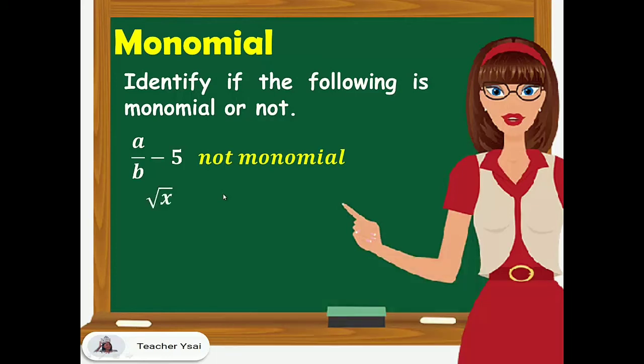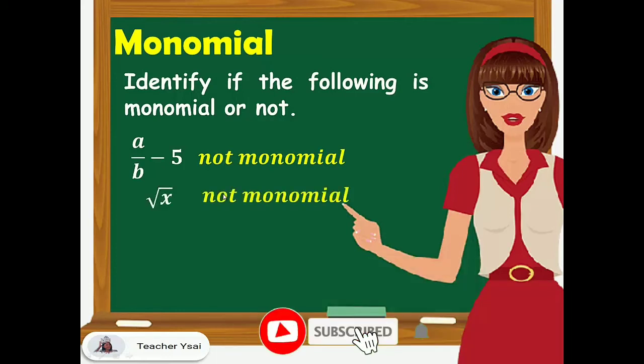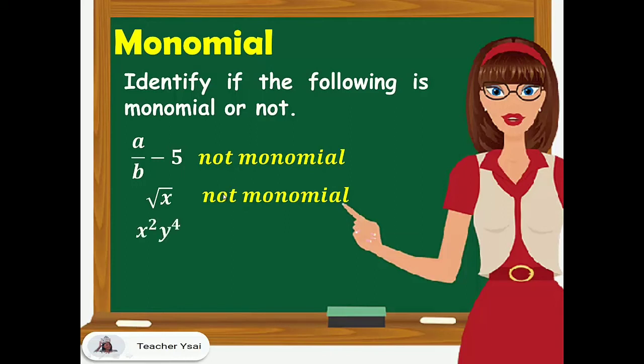Square root of x. The answer is not monomial because the exponent for square root of x is 1/2. x squared y to the 4th. The answer is monomial. x minus y. The answer is not monomial because dividing by a variable is not allowed.